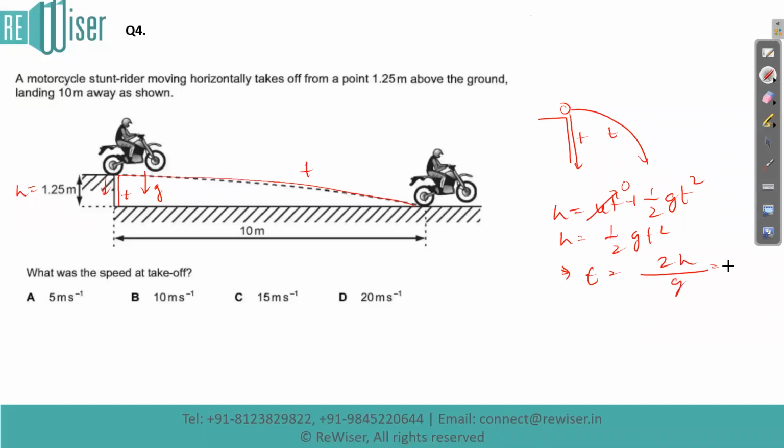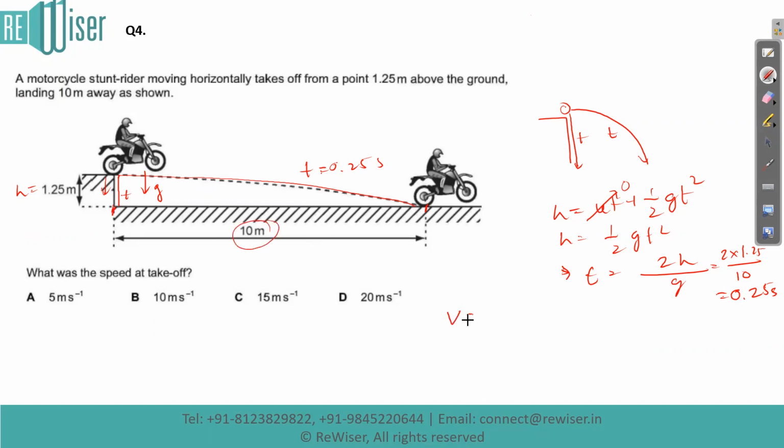t equals root of 2h by g, 2 into 1.25 by 10. Let us consider g to be 10. So it will be 0.25 seconds. Now the same amount of time will be taken in this course as well. So t here is also 0.25 seconds. Now in this 0.25 seconds, horizontally he has covered 10 meters of distance, or displacement, I can say.